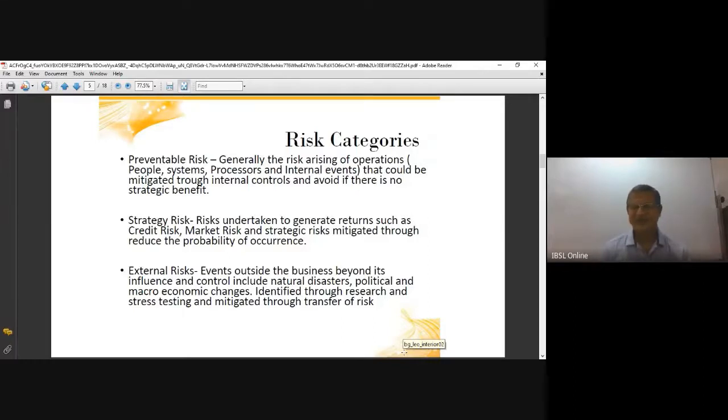If you have good internal controls, we could avoid all the risks arising from this sort of risk. So these risks are called preventable risk. Then any business we undertake, we adopt certain strategies.